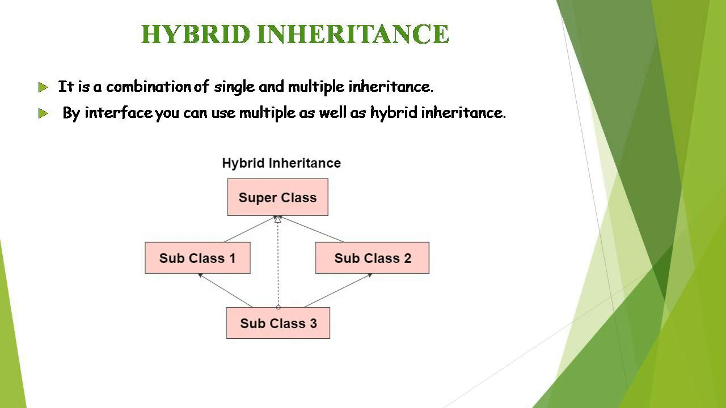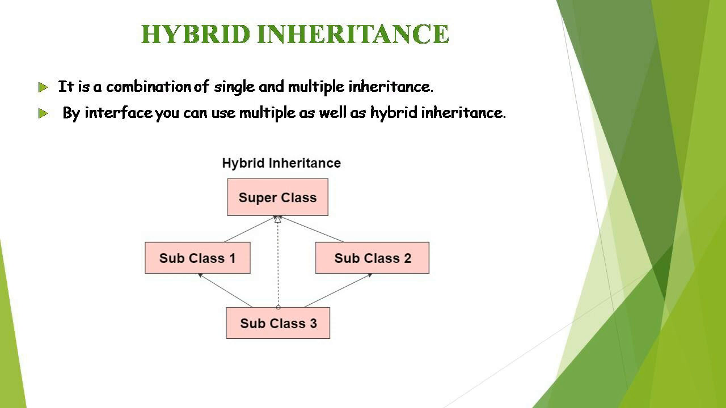Next is hybrid inheritance. It is the combination of single and multiple inheritance. As the diagram shows, there is a superclass and three subclasses. All the three subclasses are inheriting the property and behavior of a superclass.